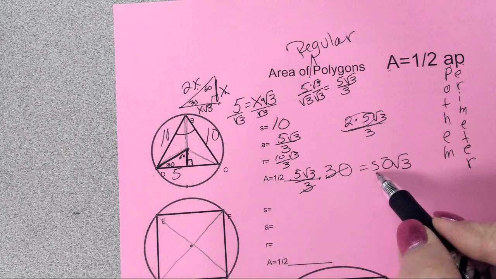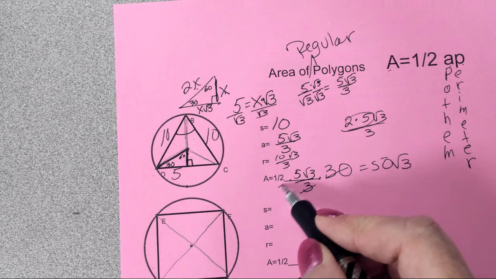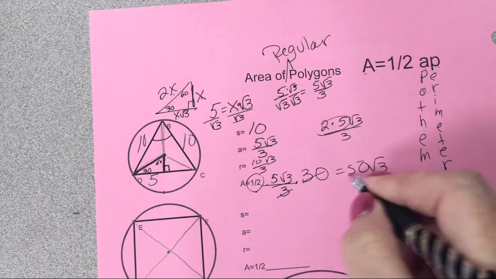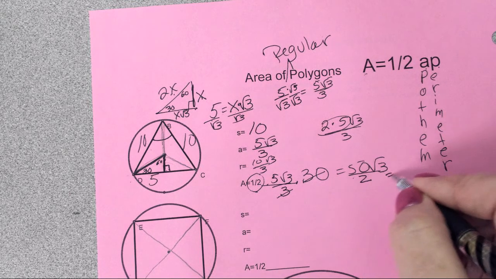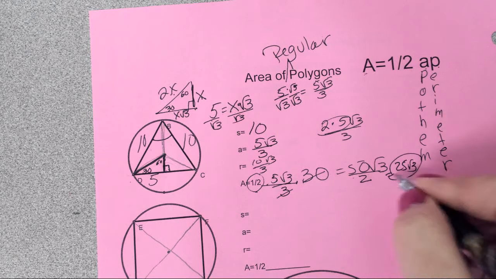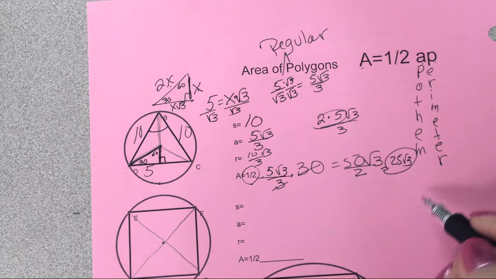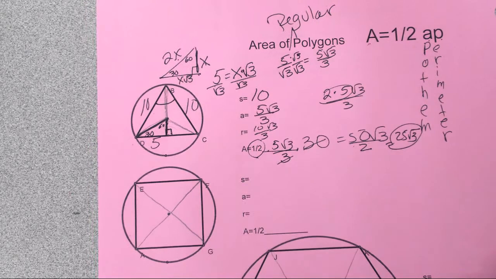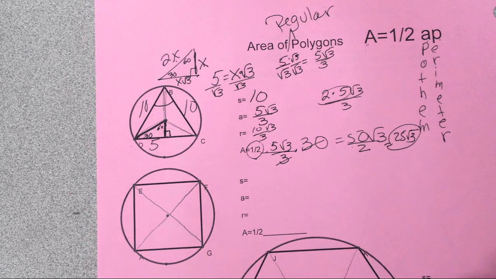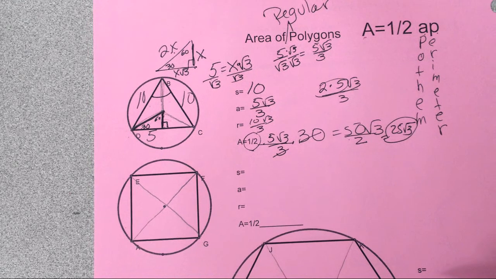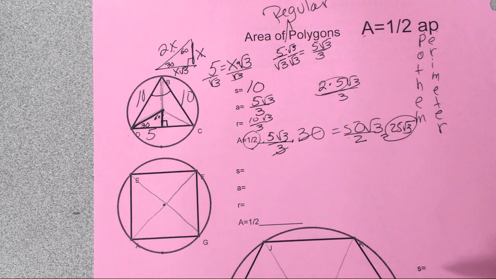Why do we have 50? Oh, we forgot about the half in the formula. So half of 50 then would be the 25 radical 3. And that's what we would get if we just used the side squared radical 3 over 4 formula, which actually makes much more sense here. But because this is a regular polygon, I just wanted to show you that, yes, you can do the formula for this one. Yucky, and we don't really need to here.